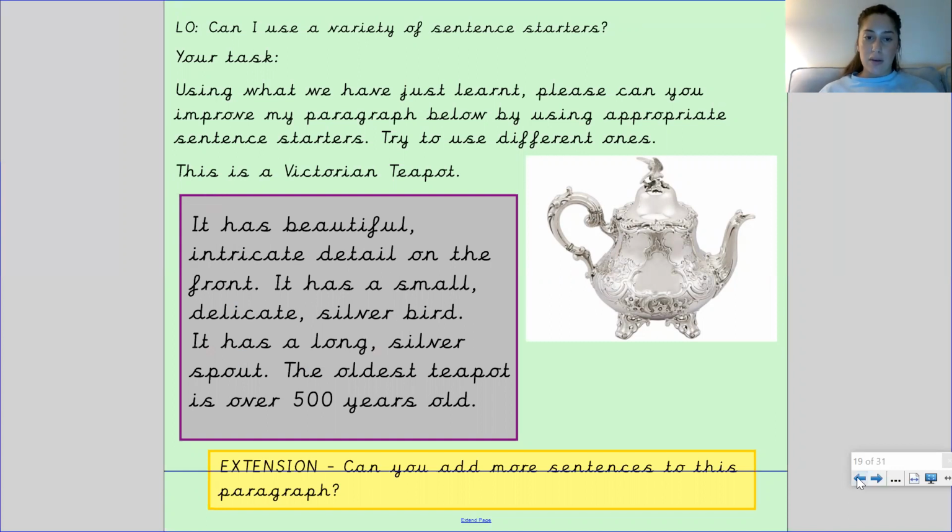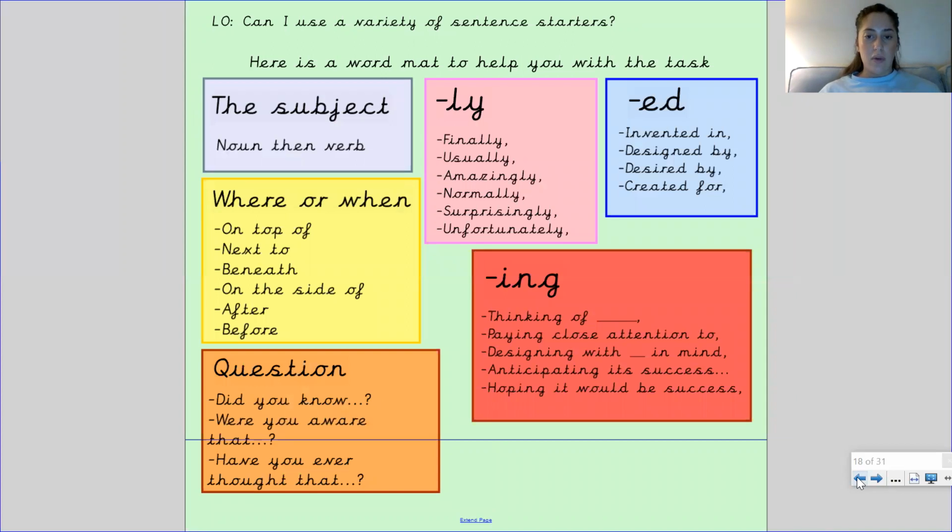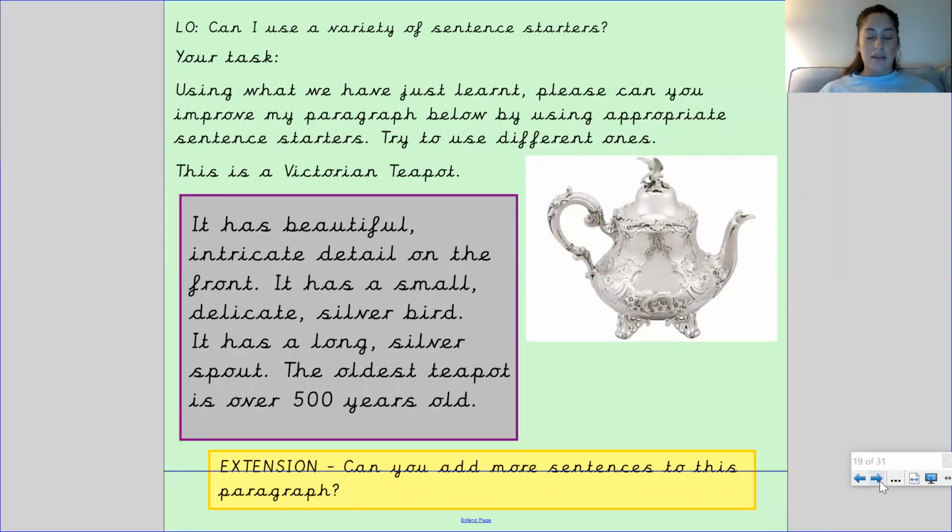Can you go back to your word mat and think about different ways that you could start each of these sentences? As an extension, if you want to challenge yourself even more, you can add even more sentences to this paragraph to add more information.